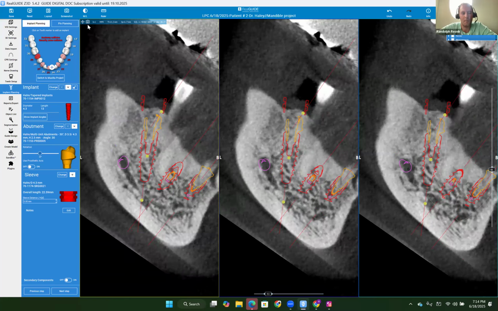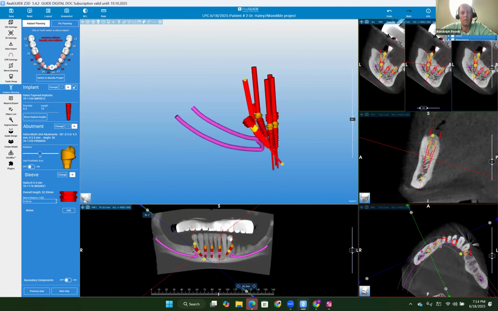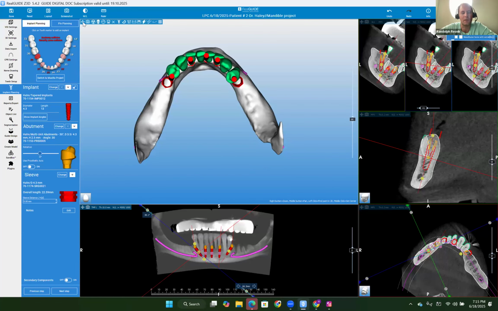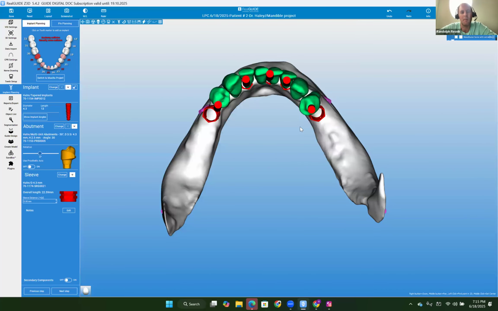Perfect. Great. So the implants are positioned great there, Dr. Hussein. What I like is you have great length and size of the implants. You have 5 greatly positioned implants there.